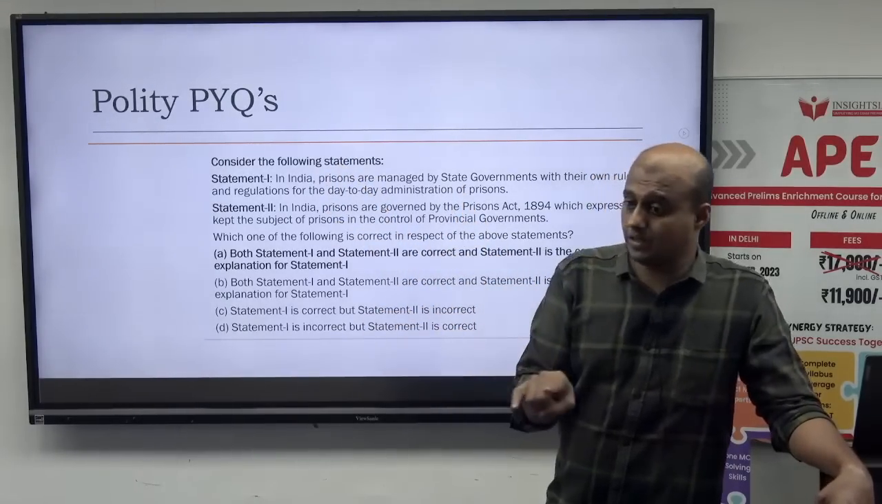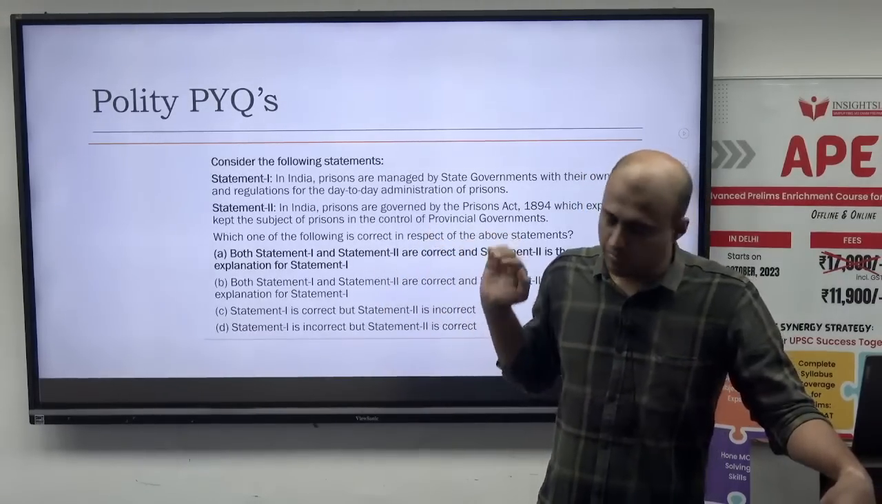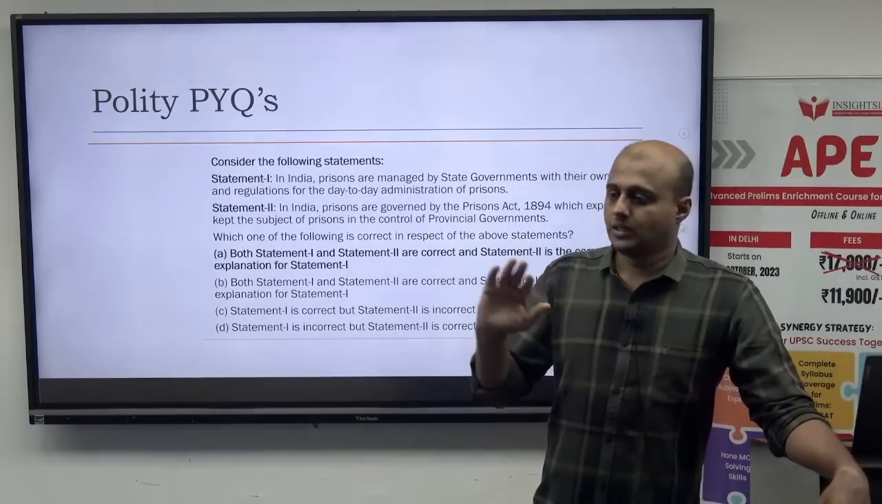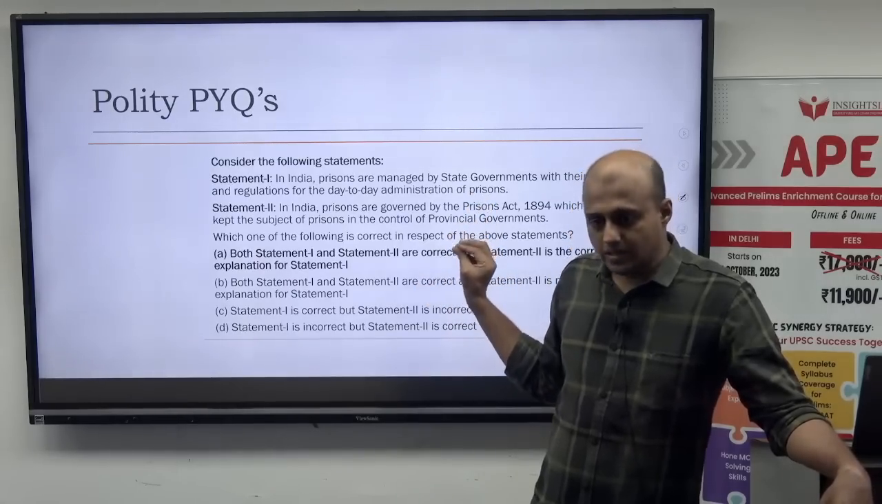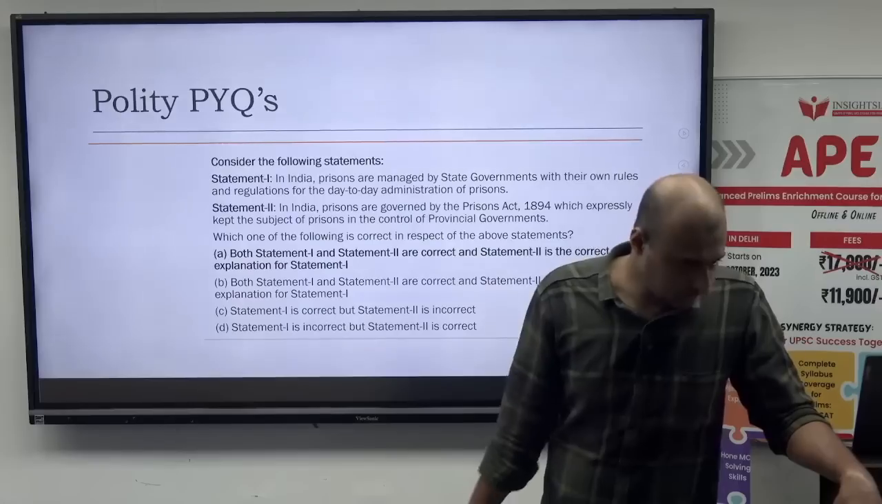So this is not typical where you get it in basic Laxmikant, all those things. You will not get it, but it is a little more application oriented. You have to use research a little bit and understand how prisons are managed. You should think about it.